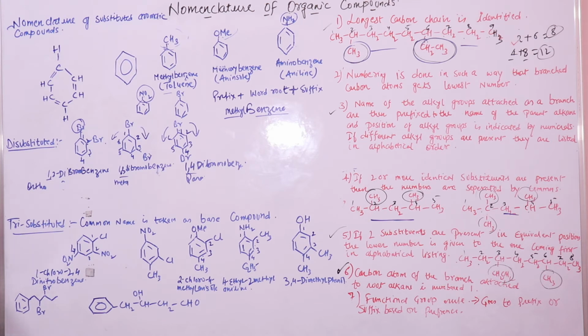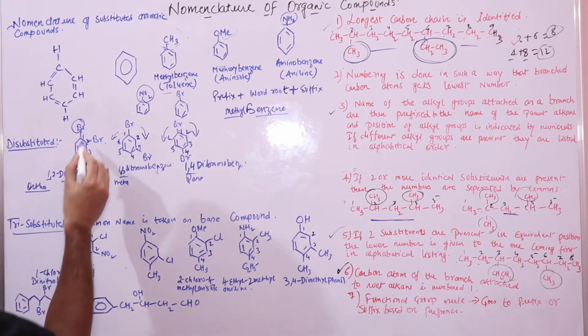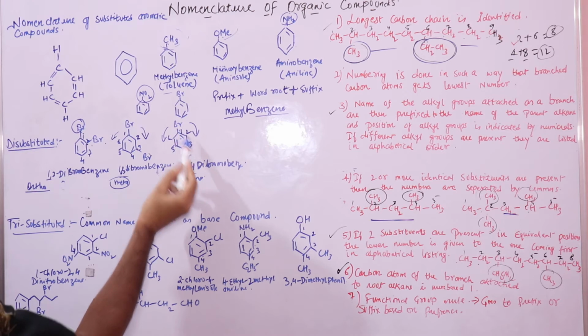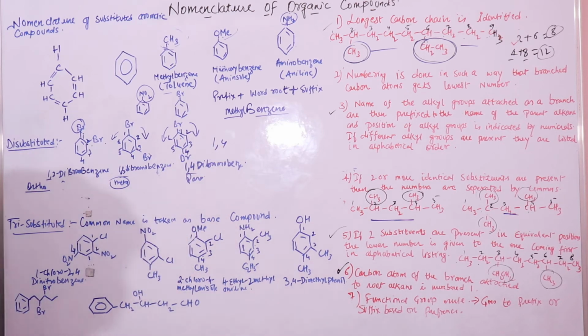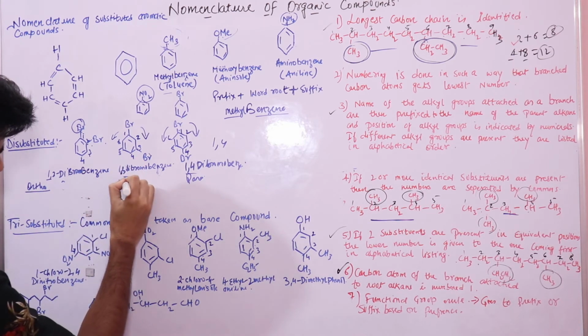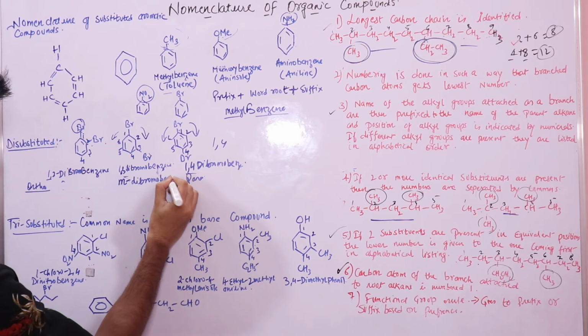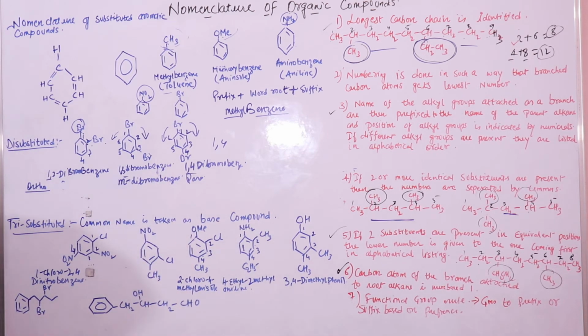Because in the trivial system of nomenclature, the terms ortho, meta and para are used as prefixes, right, to indicate the relative position. So if I am saying ortho, that means the relative position is 1 2. If I am saying meta, that means the relative position of substituent is 1 3. Para, the relative position is 1 4, right? So 1 3 dibromobenzene is named as meta dibromobenzene, right? You denote it with M. If you want to write the name in trivial notation, meta dibromobenzene. This is how you will name it, right?